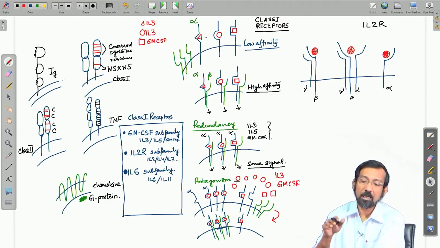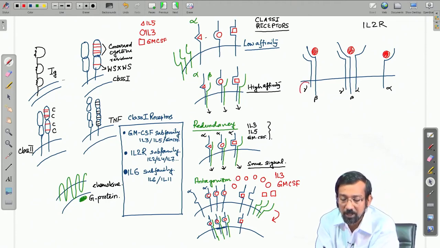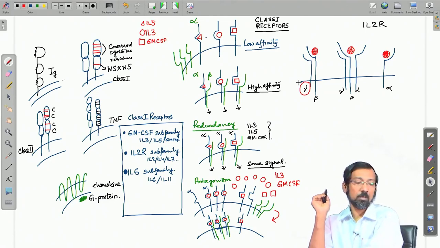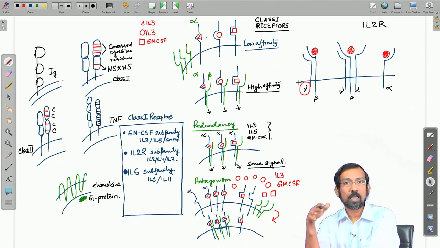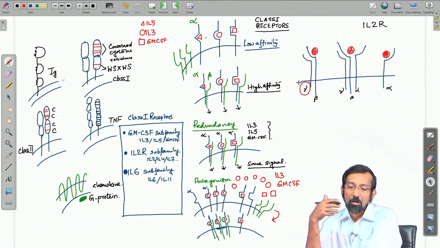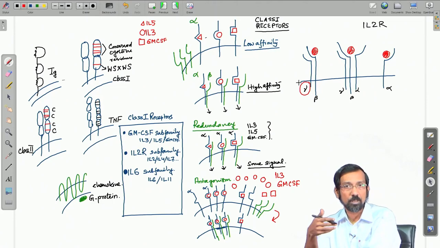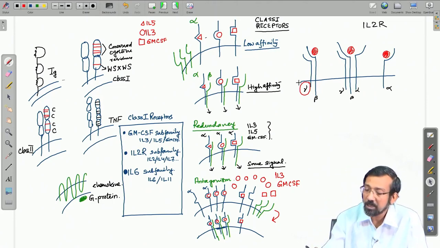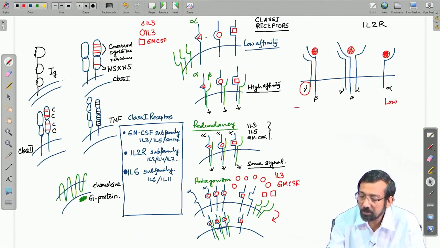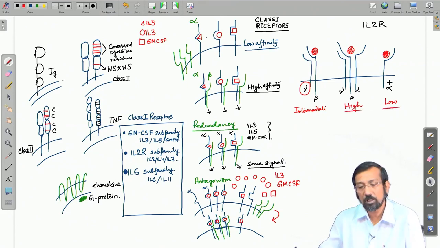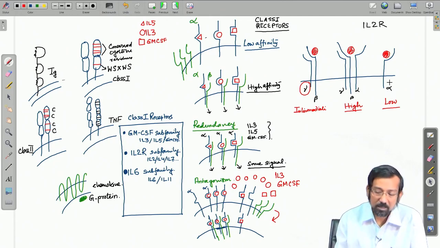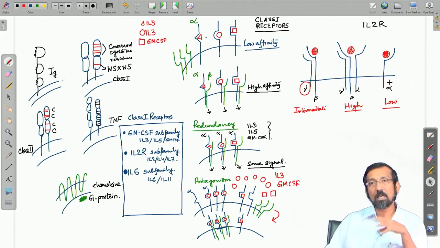These receptors are characterized by a common gamma subunit. Unlike in the case of the GM-CSF family, where we have seen they have a common beta subunit, these receptors are usually characterized by the presence of a common gamma subunit. And they can also exist in three forms, that is the low affinity form, the intermediate affinity form and the high affinity form. So, the low affinity form is only the alpha subunit, the intermediate form is the beta gamma subunit, and the high affinity form is when all the alpha, beta and gamma, all three, can bind to the ligand together.